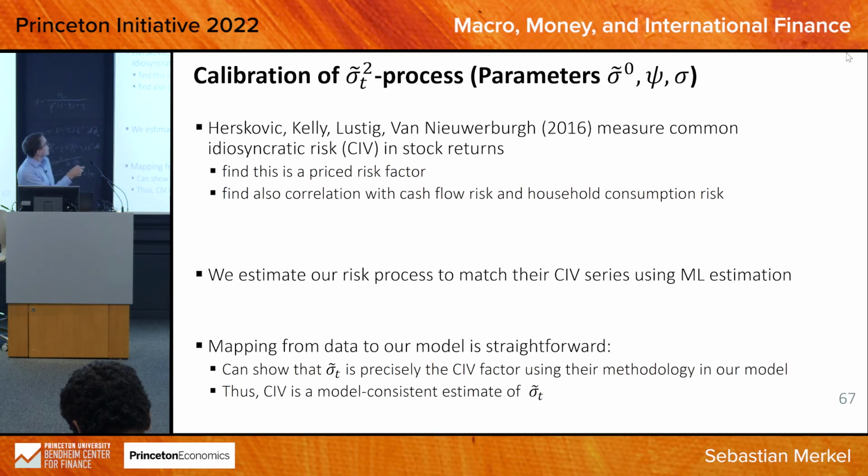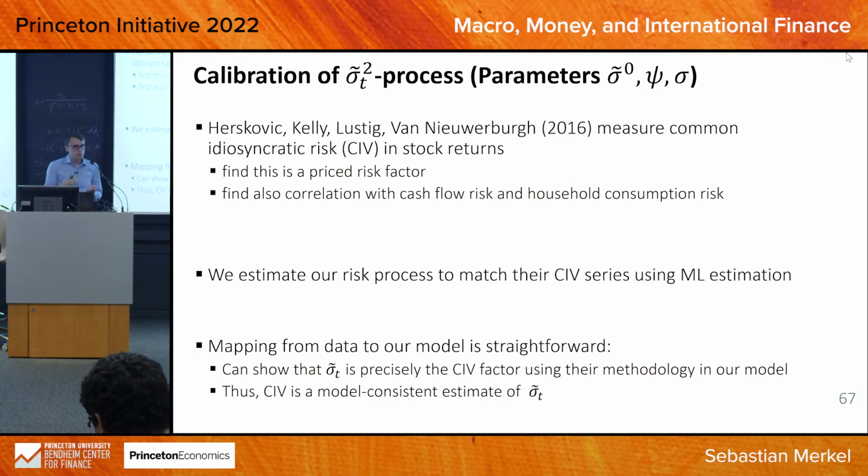OK, so how do we calibrate that idiosyncratic risk process? There we calibrate that externally and we tie our hands. We don't really look at the model. We're just looking at this idiosyncratic risk process and finding a data counterpart. So what's the data counterpart? We had to look a bit.